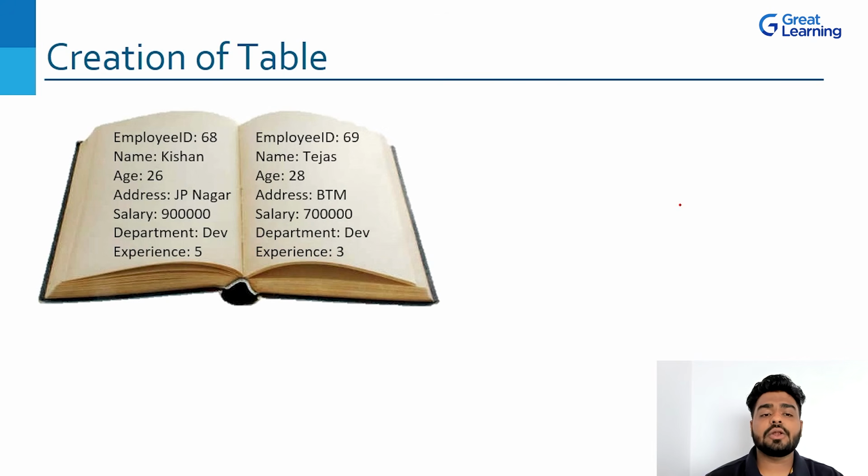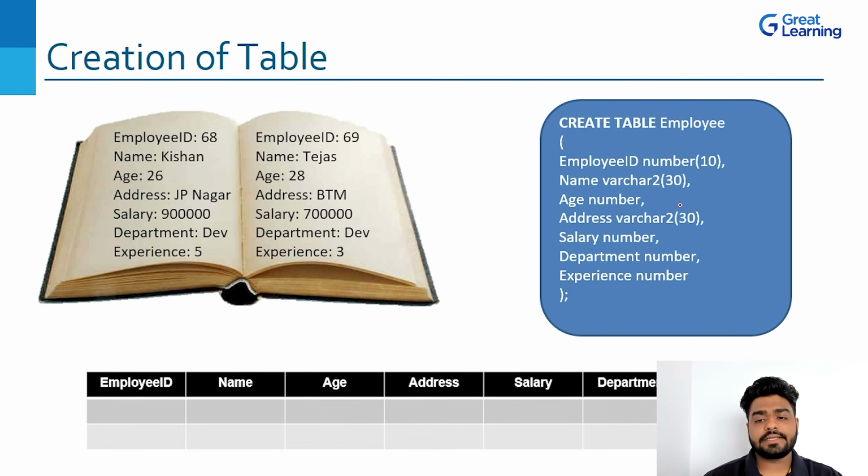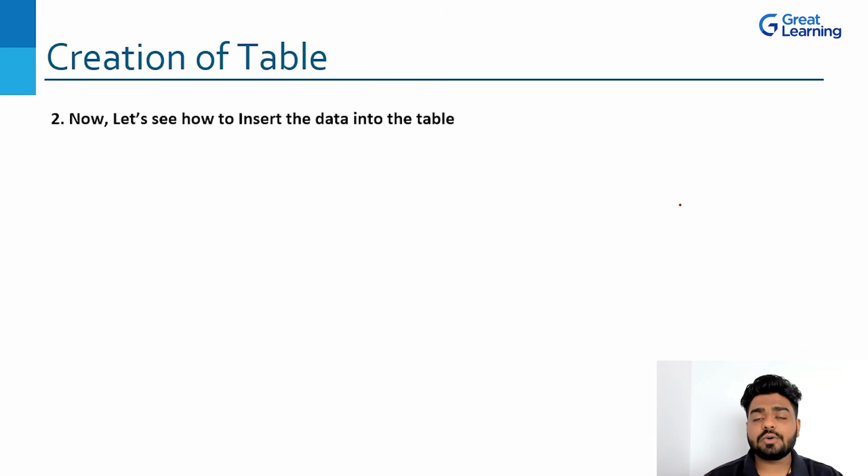See, if I have a lot of data in our ledger, how do we do that? So this is another example, an employee table, and just have a look at how it looks. We have the fields: employee ID, name, age, address, salary, department, and experience. So these are all my fields, and I've just created a table. Now let's understand how to actually insert the data inside this table, because now we have the table, but we need to insert the data inside it.